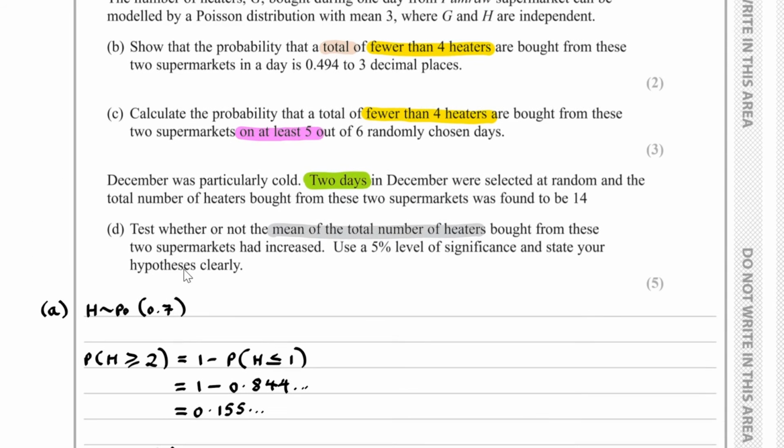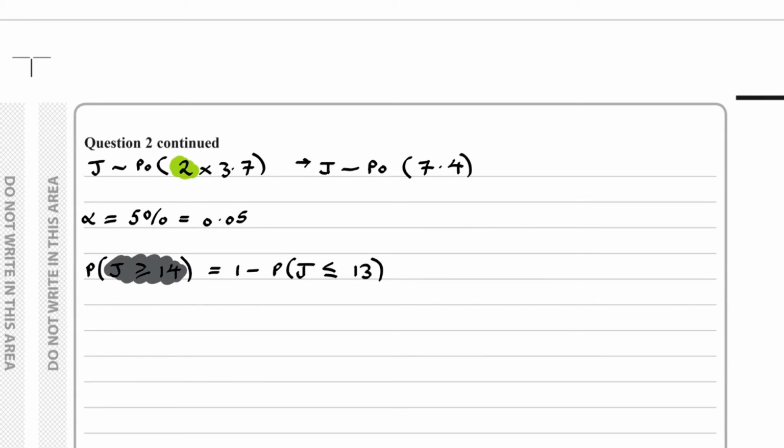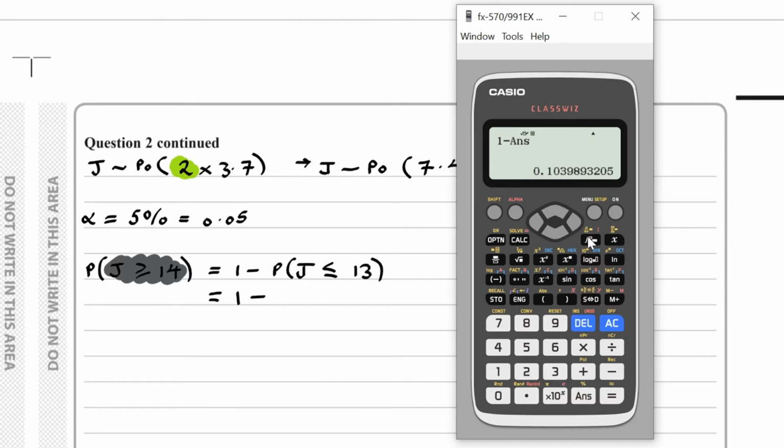So let's highlight that in a different color. That bit comes from here, and we're looking at if it's increased or not. With that, we can calculate what this is. So we have 1 minus, going back to the calculator, the distribution section, Poisson cumulative, with 13 and 7.4. So we have 1 minus 0.980, etc. So 1 minus this, we end up with 0.0195, etc.